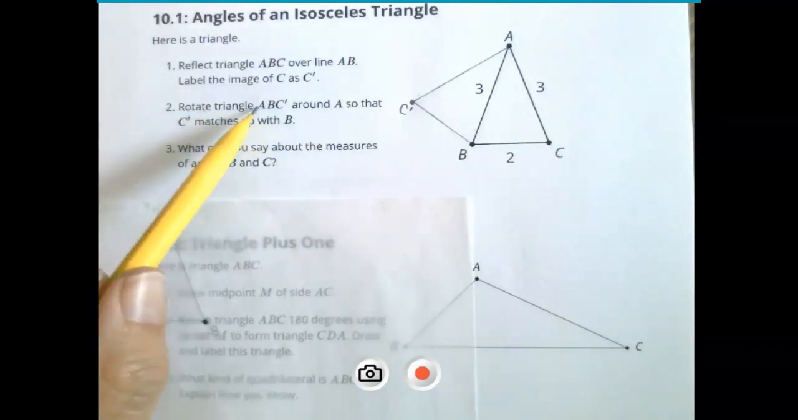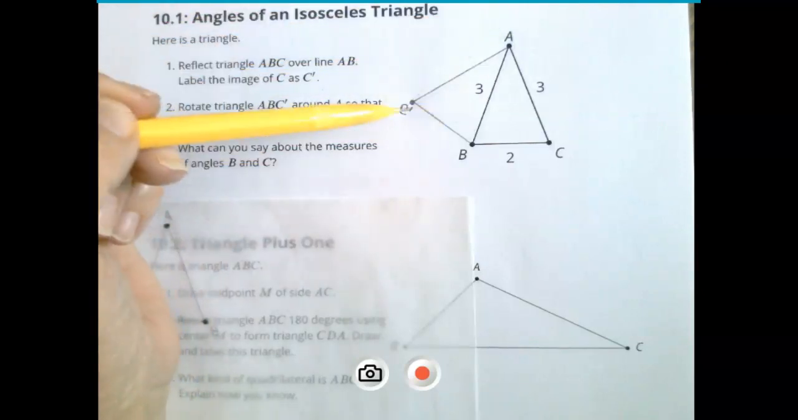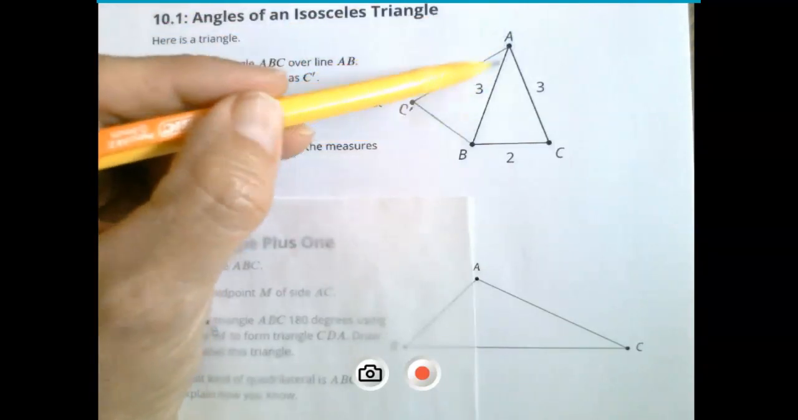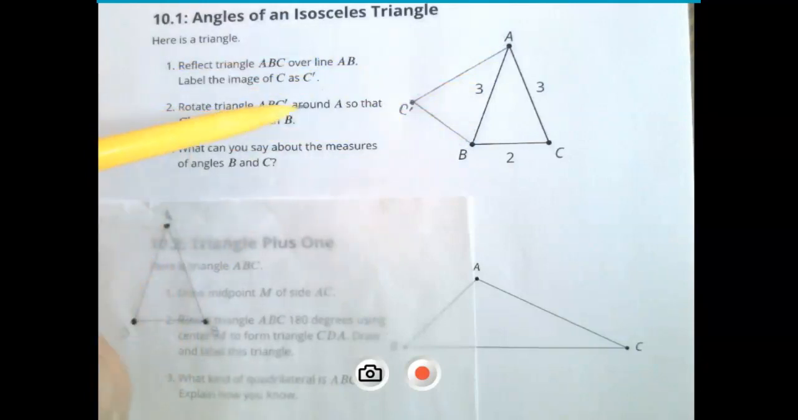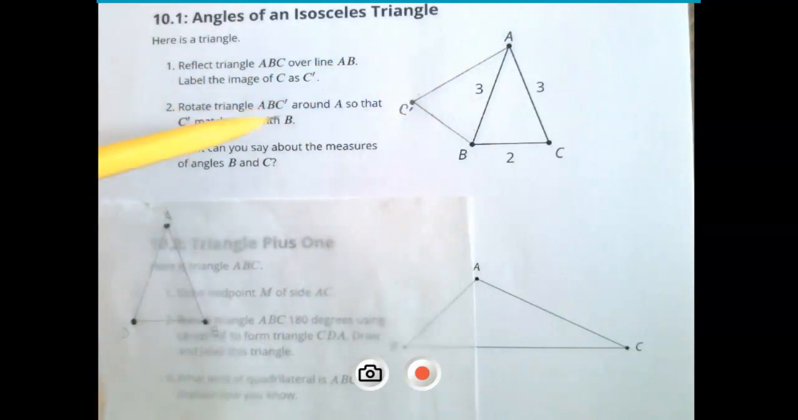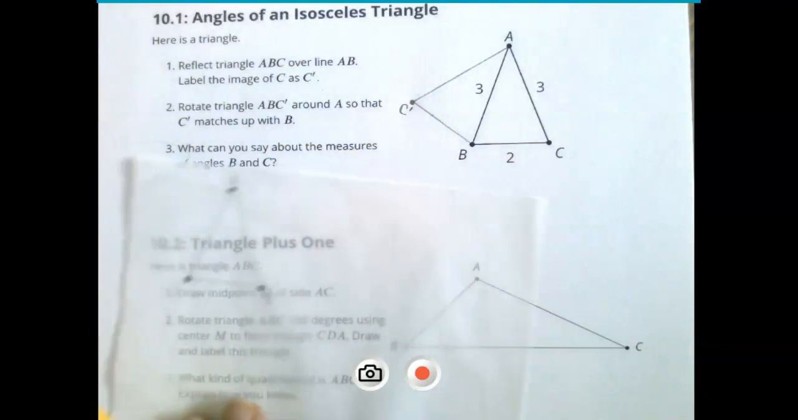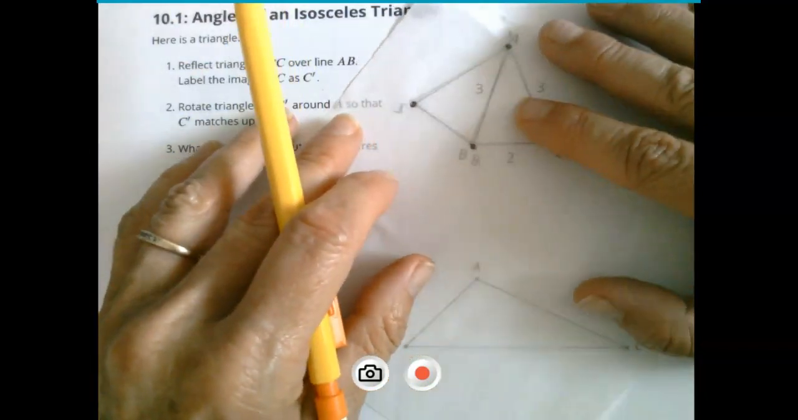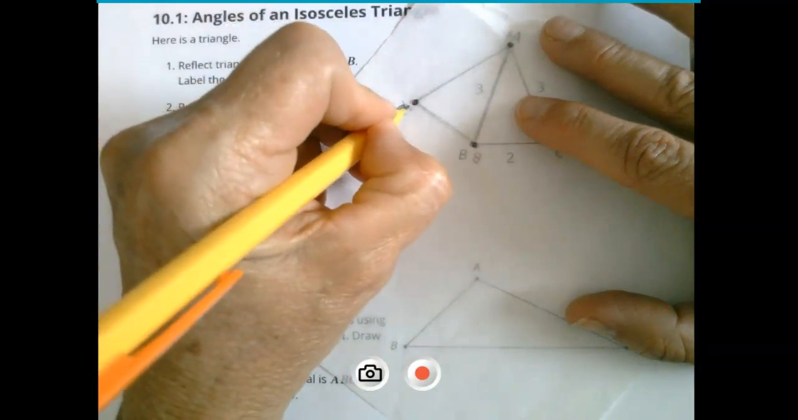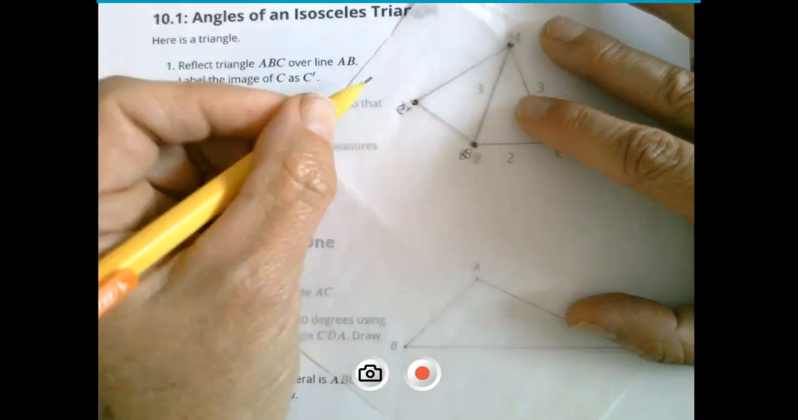Number 2 says rotate triangle A, B, and C prime. So this is this triangle right here. So that around A, this is the point that we're going around, so that C prime matches up with B. So I'm going to put it back on here. This is my center, so all I have to do, because this is my C prime, I got to bring it back here to match up with this B right here.